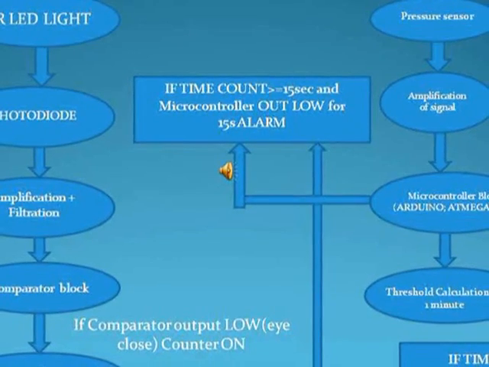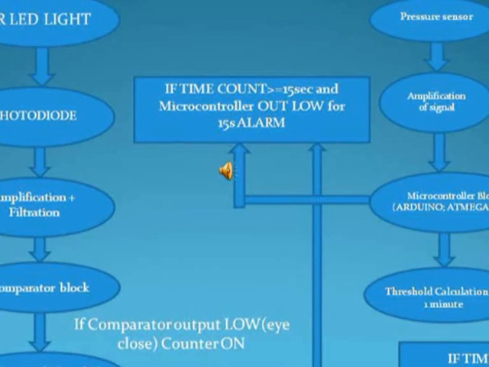Now let's demonstrate the working of the total system on the basis of this flowchart. First of all, the IR LED light falls on the eye, and from there the reflected light excites the IR photodiode. From there, the electrical signals are transmitted to the amplification plus filtration block, where they are amplified and filtered. From there, they are passed on to the comparator block, where they are given threshold levels. If the eye is closed, a low output is generated, which triggers the counter on.